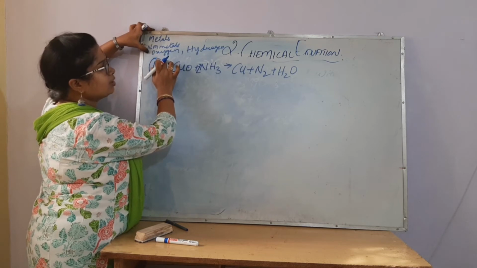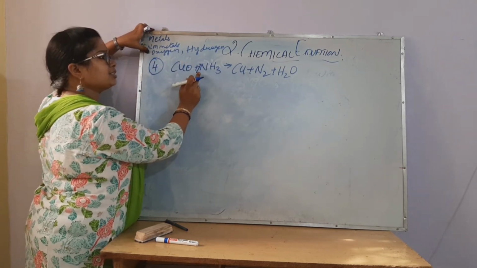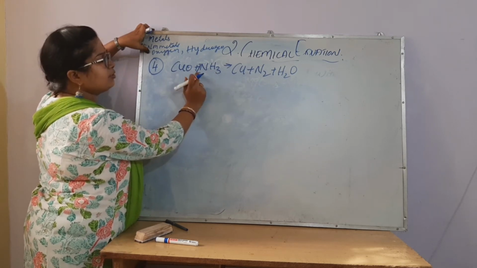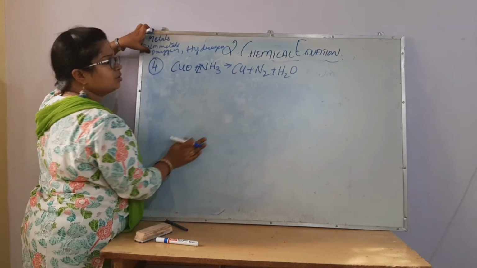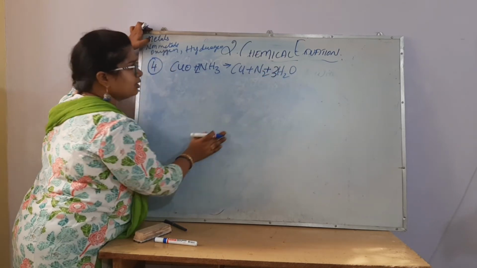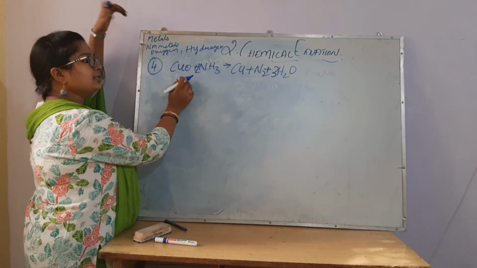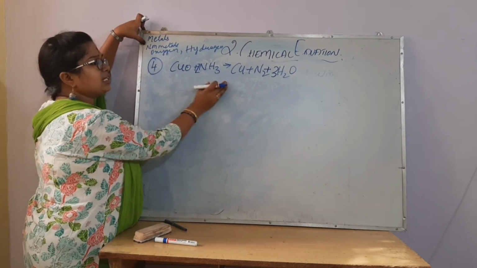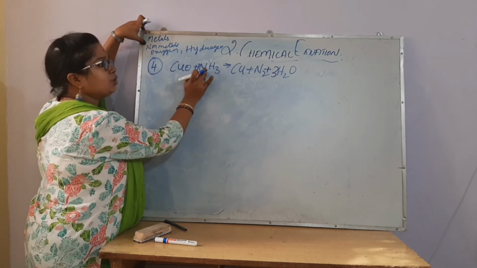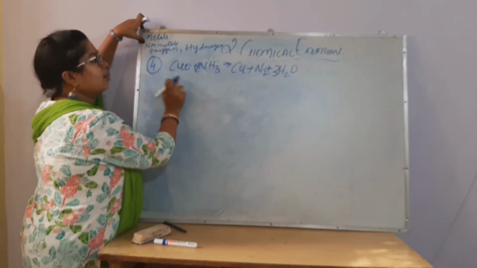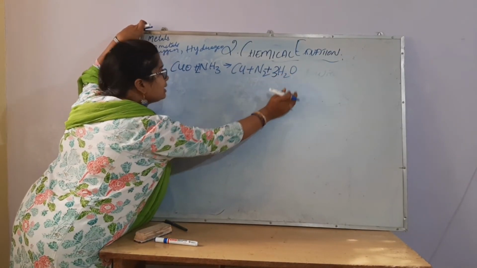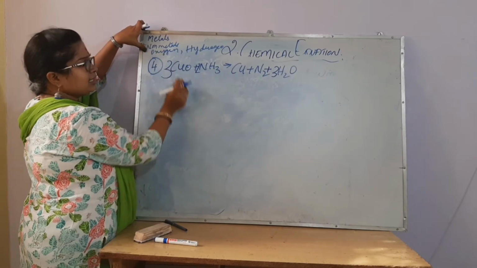Metals, non-metals, oxygen, hydrogen. Hydrogen, how many? 2, 3, 6. Here it is 2. So to make it 6, I need to multiply the coefficient by 3. Now I need to add 3 to the coefficient. Again metals: Cu, done. Next, non-metals, 2, done. Again oxygen, here it is 1, 3 is 3. So make it 3 here.